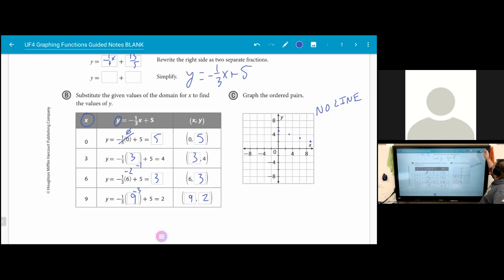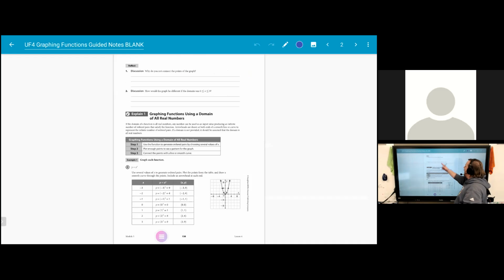Okay, let's go ahead and move on. We got more work to do here. Why do you not connect points of the graph? That's just what I went over, right? And how would the graph be different if the domain was from 0 to 9, but included everything between 0 and 9? What would happen in this case is you would end up with a line segment. A line segment, right? We'd have a line segment.